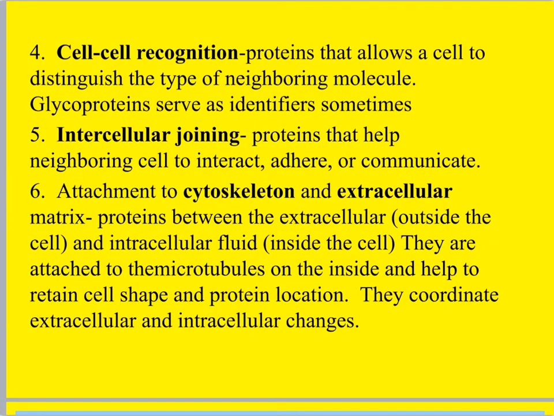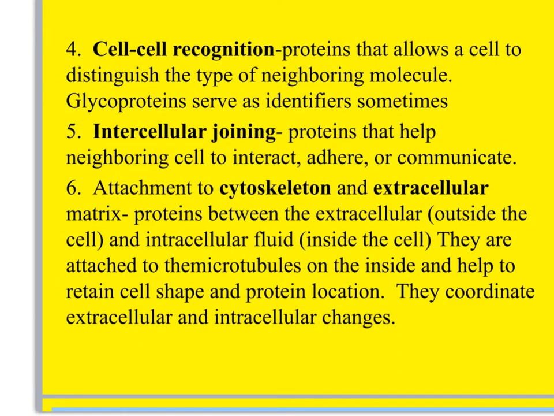Okay, so the fourth type of protein is going to be cell-to-cell recognition. We mentioned that carbohydrates in the cell membrane can do this, but there are also proteins that can do this too. Basically, it figures out what cells come up next to it. Again, it's going to identify self versus non-self cells. And sometimes a glycoprotein can act in a similar function and identify what cells are up next to it or approaching it.